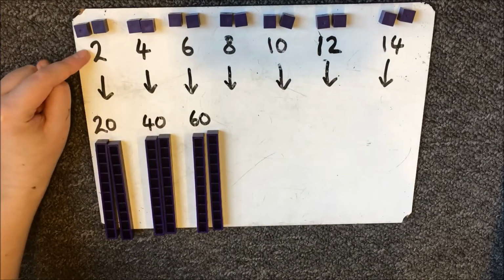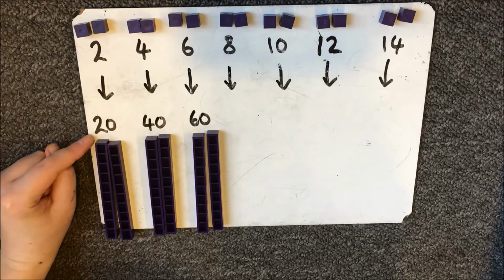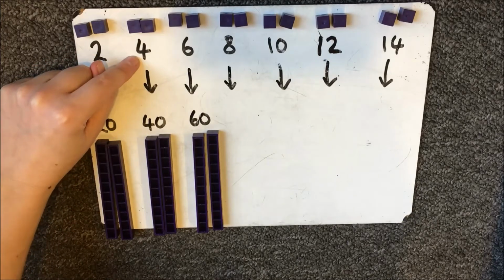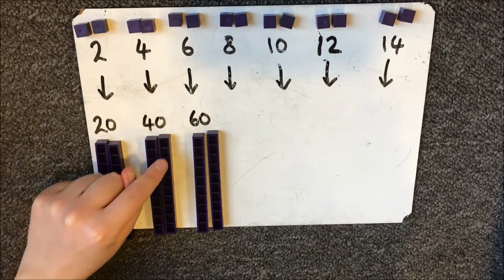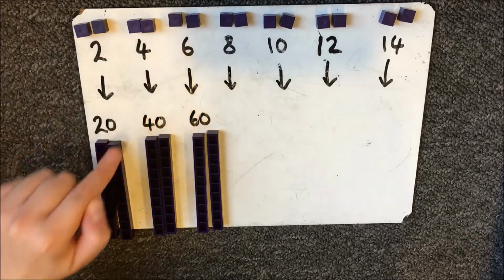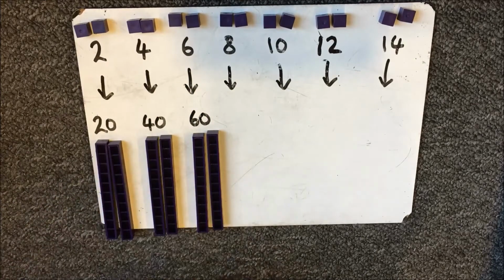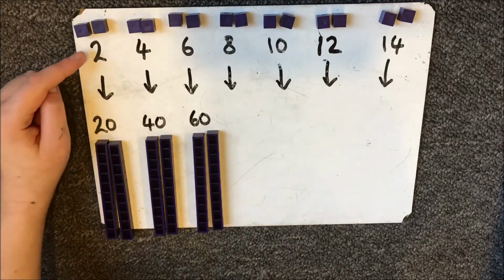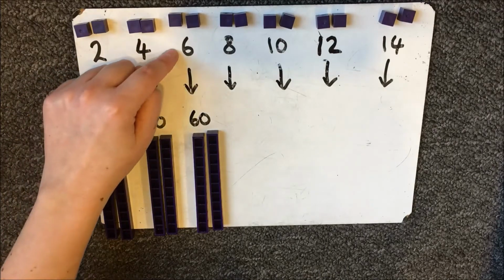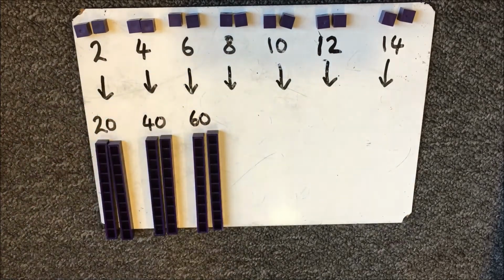1 times 2 is 2. 1 times 20 is 20. 2 times 2 is 4. 2 times 20 is 40. 3 times 2 is 6. 3 times 20 is 60. Can you see what's happening? 2 and 20, 4 and 40, 6 and 60.